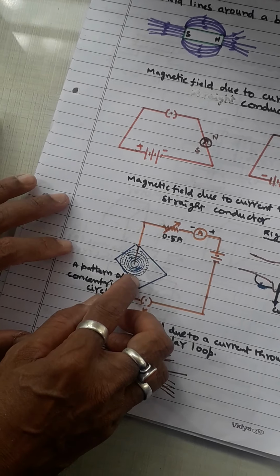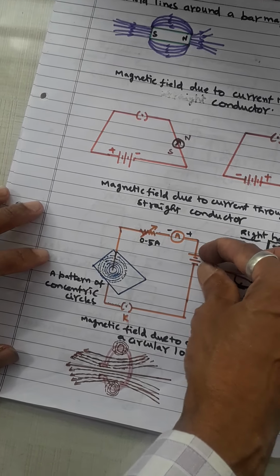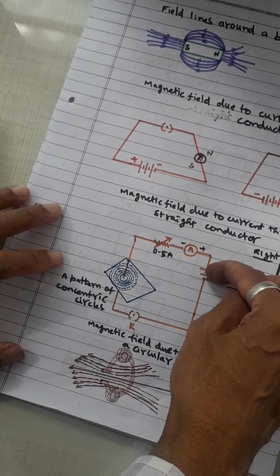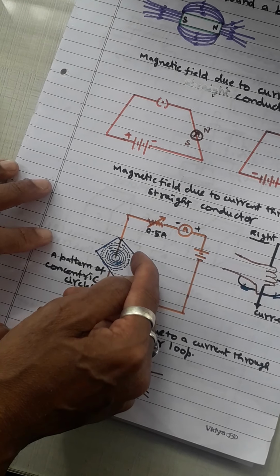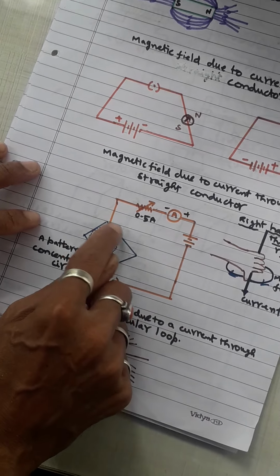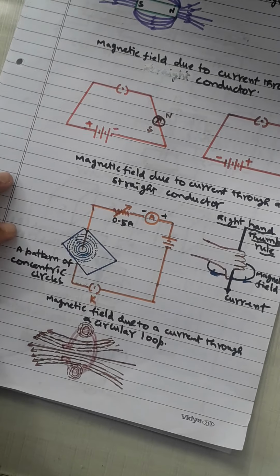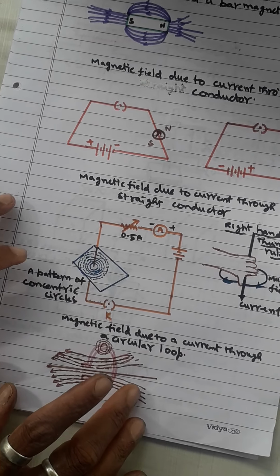In a straight conductor, suppose you change the current by changing the battery, that means negative at the top. Then the same concentric circle will come, but the direction of the force will change. Initially it will be clockwise, and if you reverse the current, then it will be anti-clockwise. The direction of force will change, but the same concentric circle is produced.